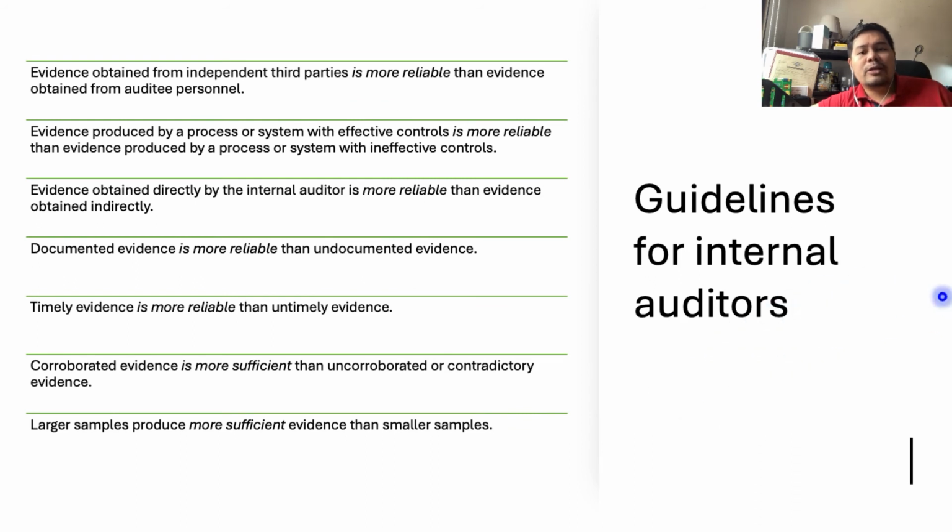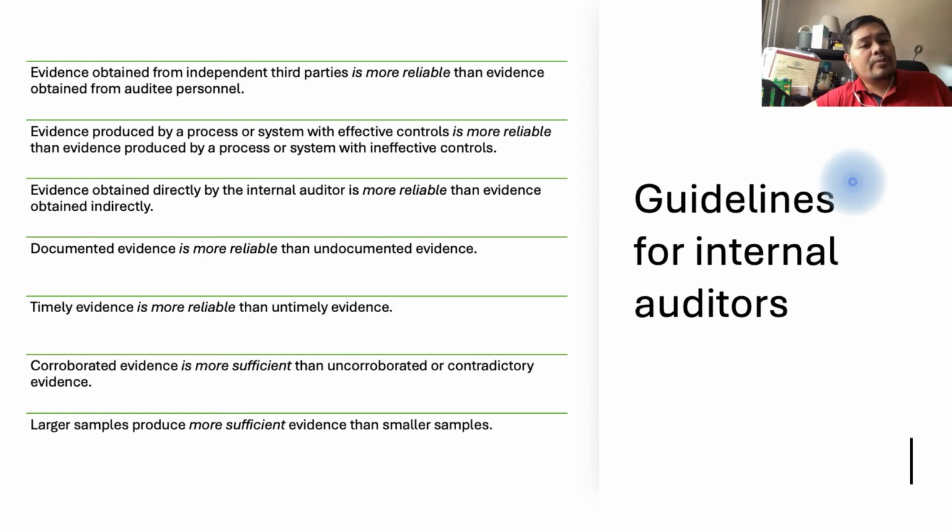Of course, there are useful guidelines internal auditors can follow if they remember that guidelines are generally characterized by exceptions. So such guidelines include, number one, evidence obtained from independent third parties is more reliable than evidence obtained from auditing personnel. That is very true. Of course, the more that the evidence is obtained from a person other than the person we are auditing, the more reliable it is.